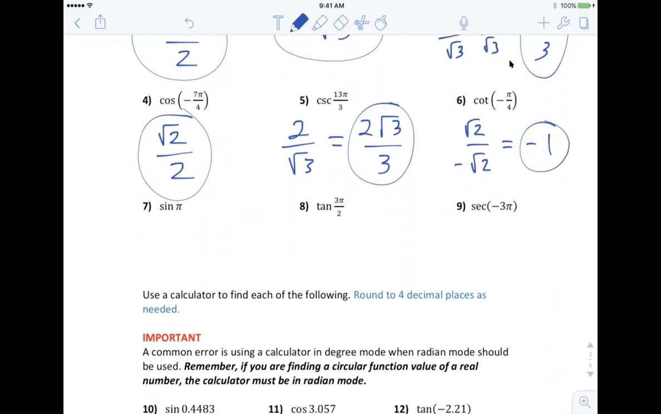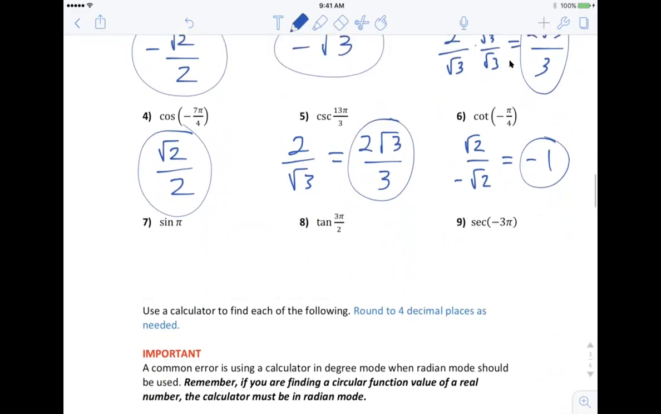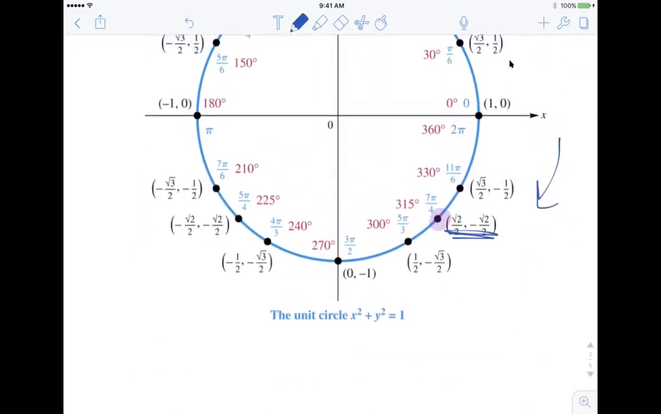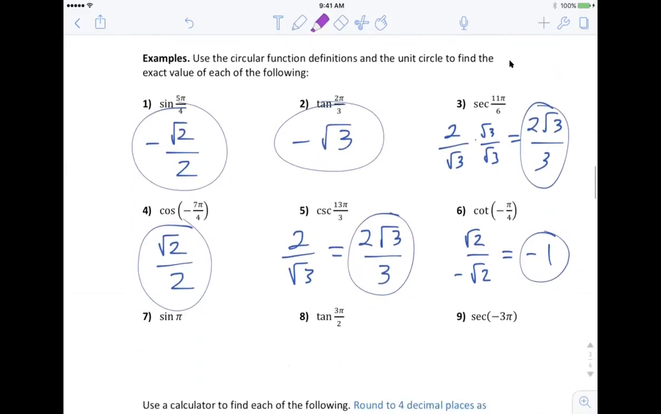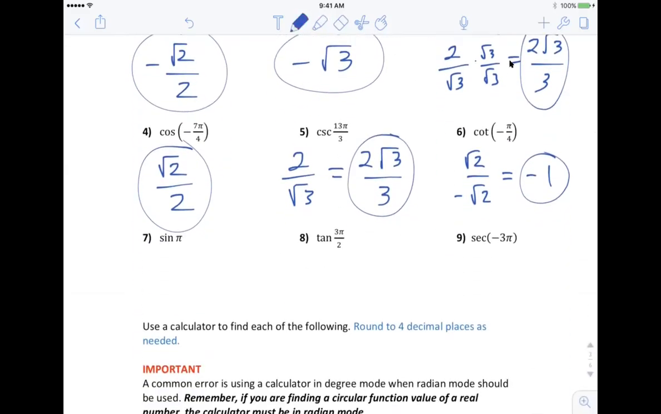These last three are all quadrantal angles, which you can do the same way. Just look up the point. So pi, where is pi? Right, there it is. Pi is the same as 180, and it's the sine. So that's the y coordinate, which is 0. Right. So this would be 0.